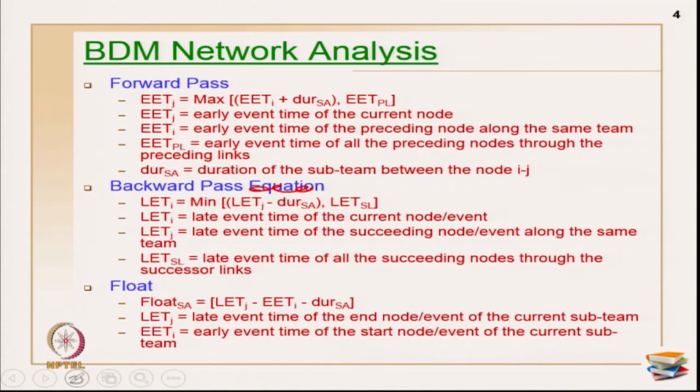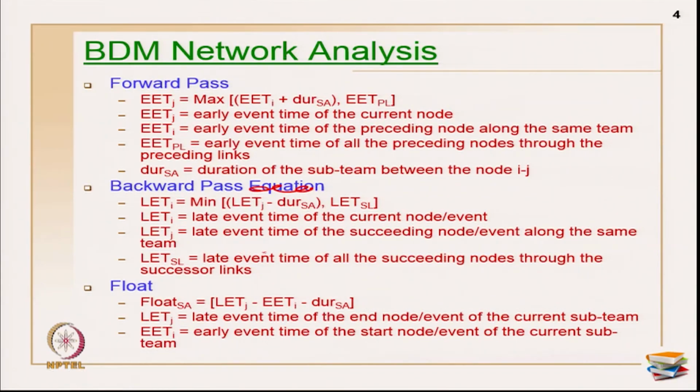So, accordingly what you will do? You will do the minimum of LETJ, which is from the last node you are travelling, minus duration of the particular subactivity you have taken into consideration, or LET of my successor links. I may have too many succeeding nodes coming out from the same late event. You may have to see whichever is minimum, and take that for my late event time.